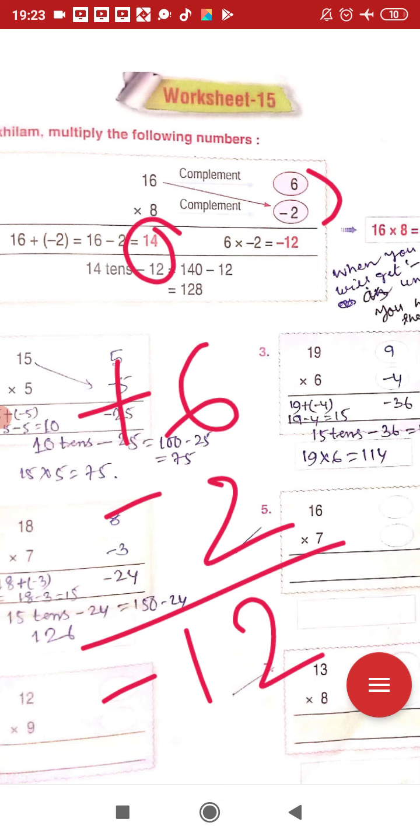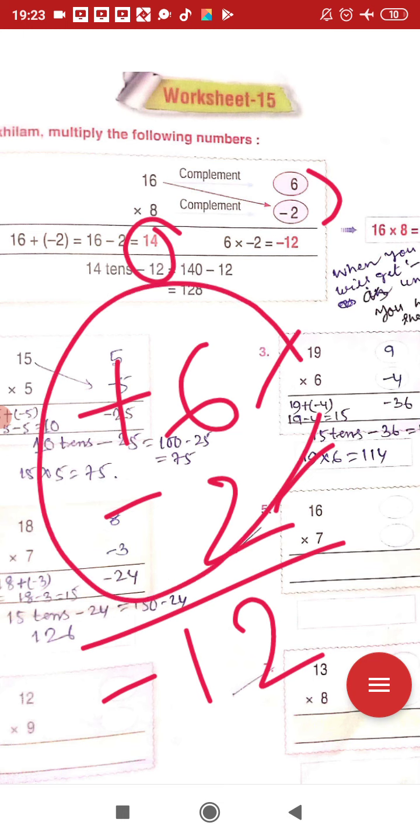So plus times minus. If one number is plus, a positive number, and one is a negative number, then the product will always be negative. If both are minus, then the product will be positive. If both are plus, then the product will also be positive. So one is a positive number and another is a negative number, so the product of these two numbers will be a negative number, that is 12.